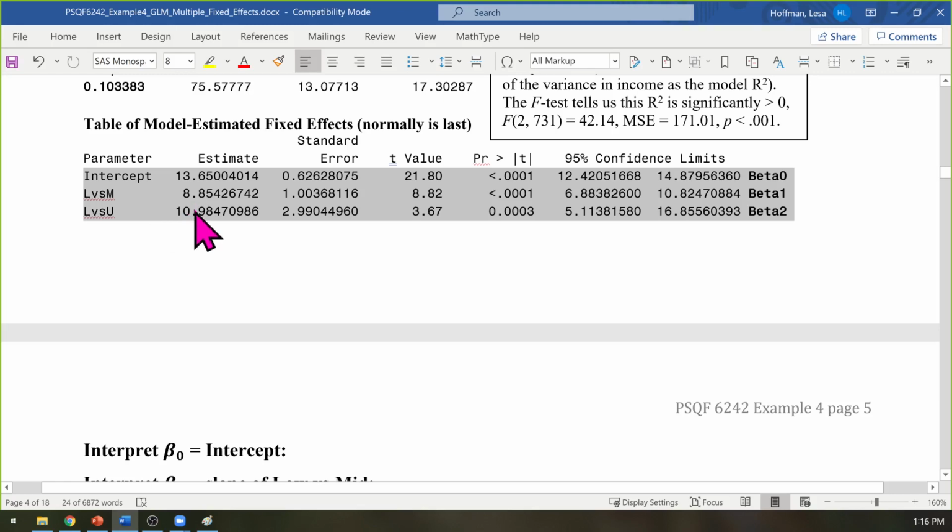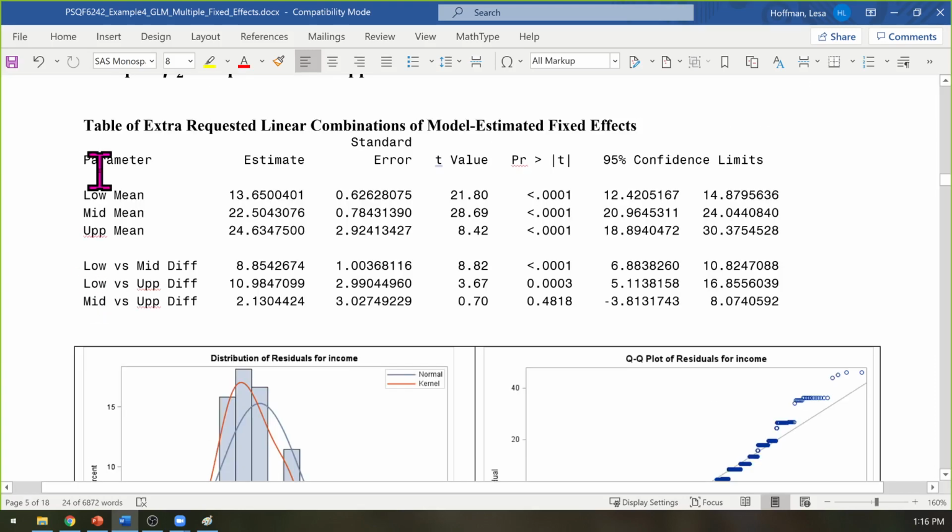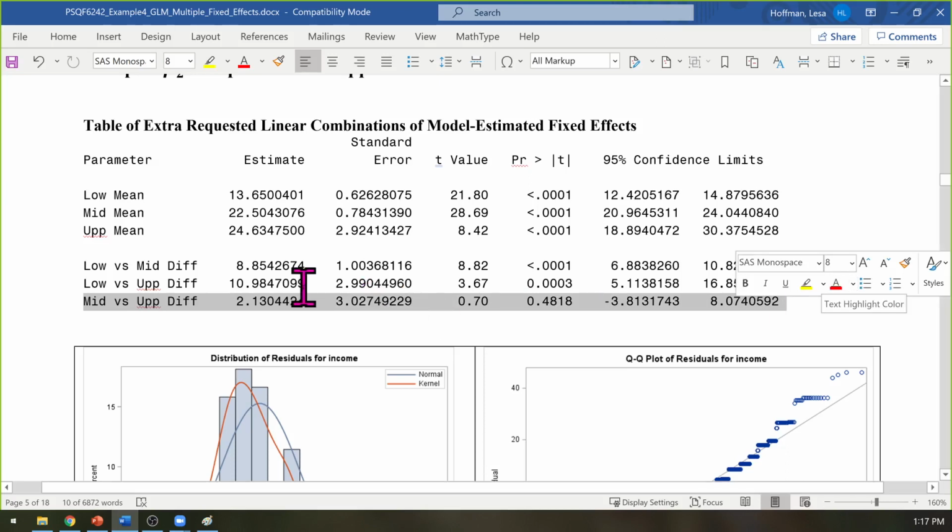And the difference between these 2 numbers tells me how middle and upper differ from each other. More specifically, how upper differs from middle. And that's the extra piece that I had to ask for down here. So this is the result of your estimate statements, the 3 means that you asked for, and the 3 mean differences. And so these 2 rows are linear combinations, beta 0 plus beta 1 and beta 0 plus beta 2. And this one right here is also a linear combination of beta 2 minus beta 1. Okay, questions on any of that?